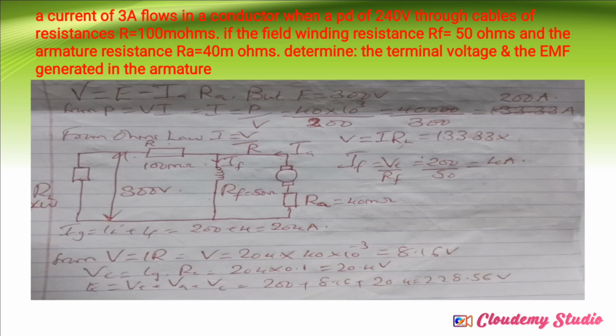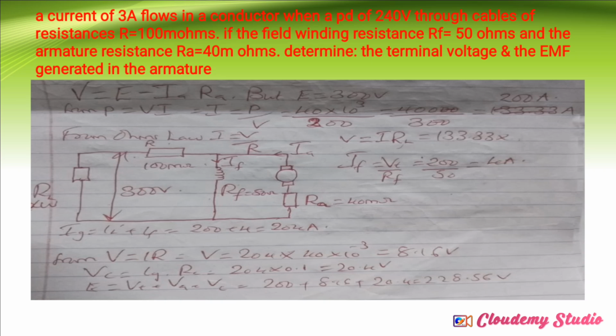Now that we have the field current and we have the supply current, we can also find the armature current. That is the current that comes as a result of the armature resistance. You can use Kirchhoff's current law to relate the two: the armature current will be equal to the field current plus the supply current, which is 200 plus 4. It will be equivalent to 204 amperes.